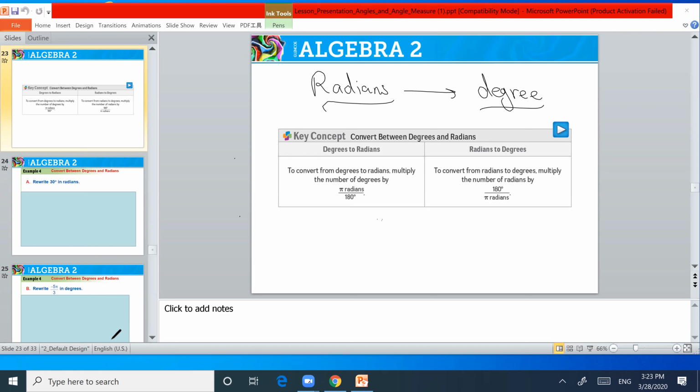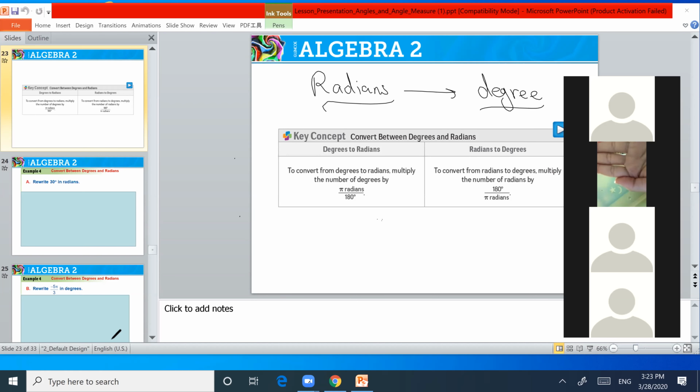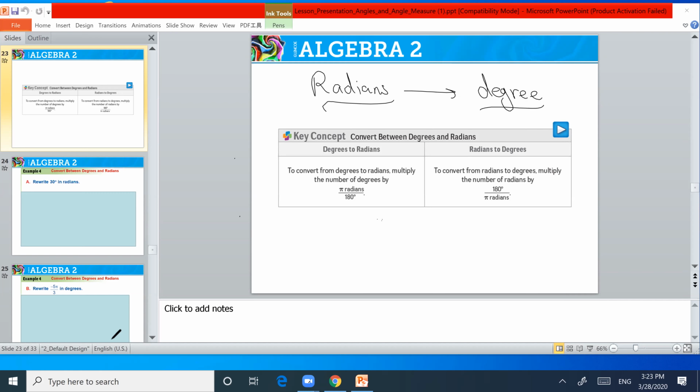The radian is related to the length of the curve, or in other words, the circumference of the circle. So if I ask you about the radian measure, it means I ask you about the angle related to the length of the curve or the circumference of the circle. Pay attention with me to how to change between degree and radian.